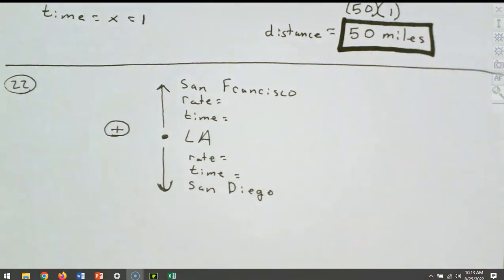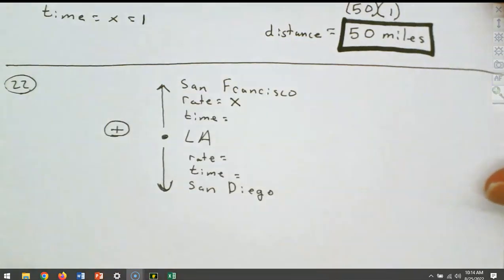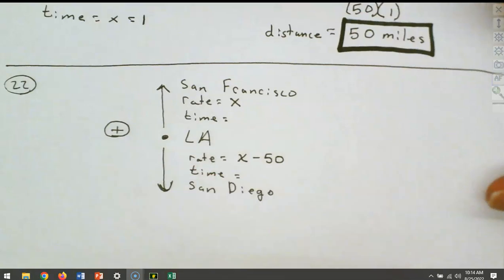And let's see what we've got here when we look at this again. Okay, it says the San Diego plane flies 50 miles per hour slower than the San Francisco plane. So, do we know the speed of the San Francisco plane? No, that's our unknown x. What about the San Diego plane? What do we know about it? It's 50 miles an hour slower, so that's going to be x minus 50. Okay, so the San Francisco plane is x. The San Diego plane is x minus 50.